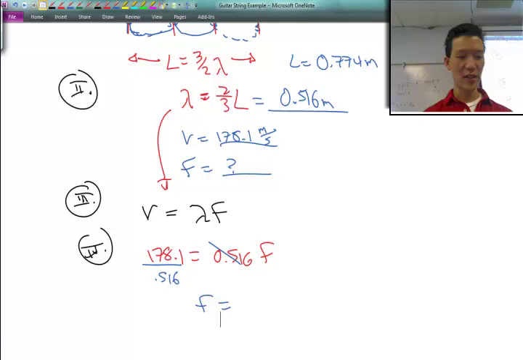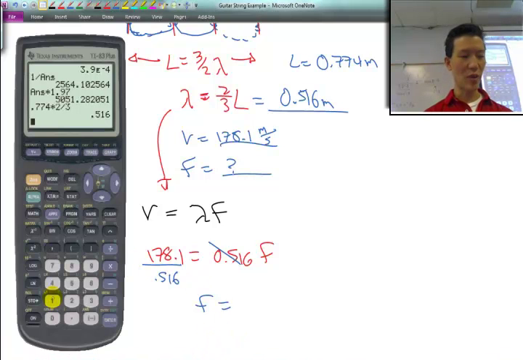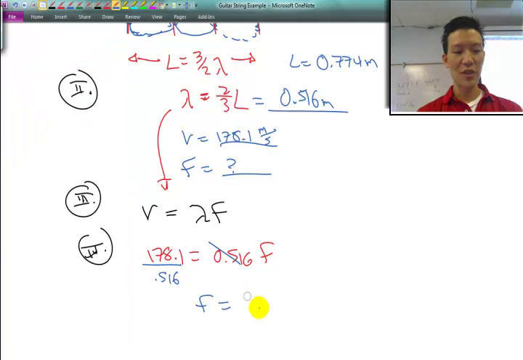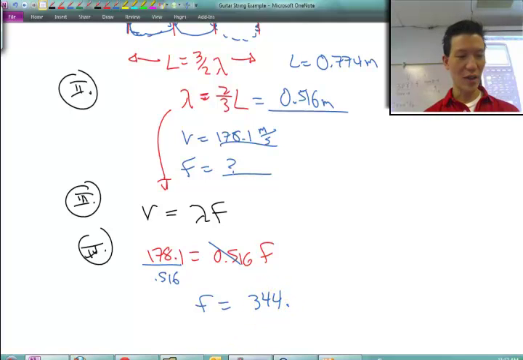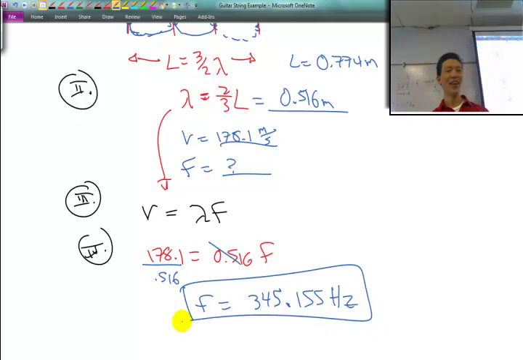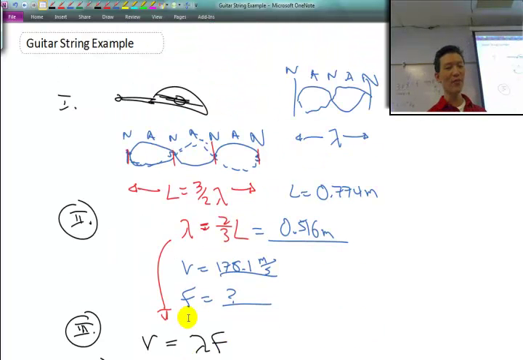Okay? And survey says, when we punch that all in, we take 178.1, divide it by 0.516, there we go, and we get a final frequency of 345.155. Keep a couple decimals, okay? 345, good enough. Fatigue is kicking in. The units would be hertz.